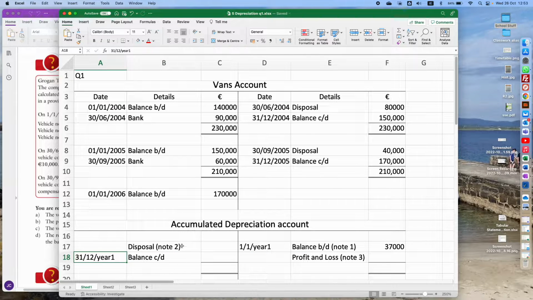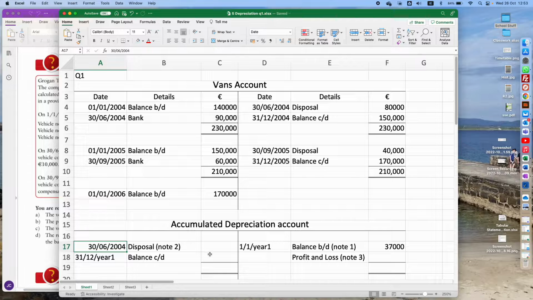The disposal then is note number 2. So that's all the depreciation on the one I sold during that first year. And the date of that was the 30th of the 6th, 2004. Okay? The next figure we're going to calculate is the profit and loss.